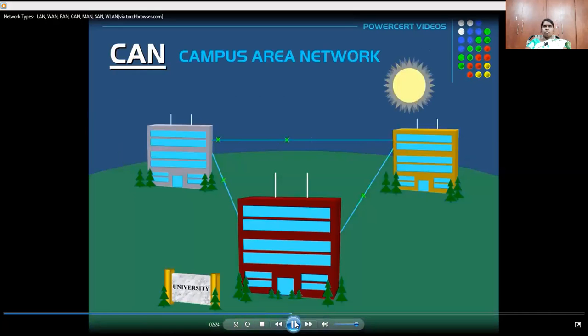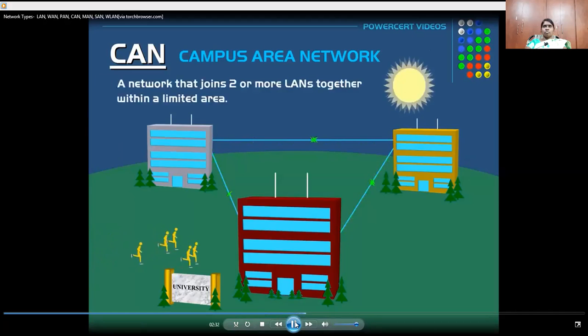And the next network type is a CAN. Now CAN stands for Campus Area Network. A CAN is a network that joins two or more LANs together within a limited area. So for example, a CAN could be a university that has multiple buildings in the same general area that are connected to each other to form a larger network. So these buildings could be different departments on a university's property, with each building having their own LAN in their department. And then the buildings are connected to form a campus area network.